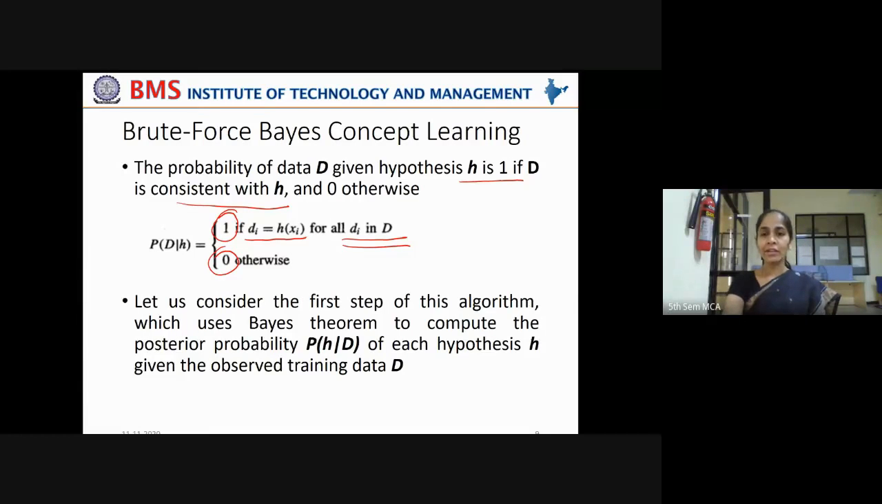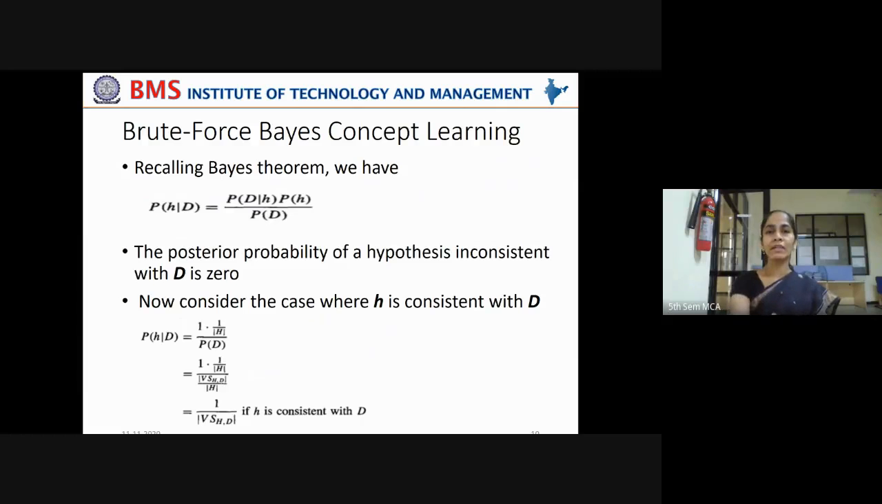Understood? Let us consider the first step of this algorithm, which uses Bayes' theorem to compute the posterior probability P of H given D of each hypothesis H given the observed training data D. Let's recall that Bayes theorem. It is probability of H given D. How is it calculated? Probability of D given H multiplied by prior probability of H, divided by prior probability of D. Now, the posterior probability of a hypothesis inconsistent with D is what? 0, right? H is not suiting D. The observed training examples D are not in accordance with the statement made, which means the posterior probability will be 0.